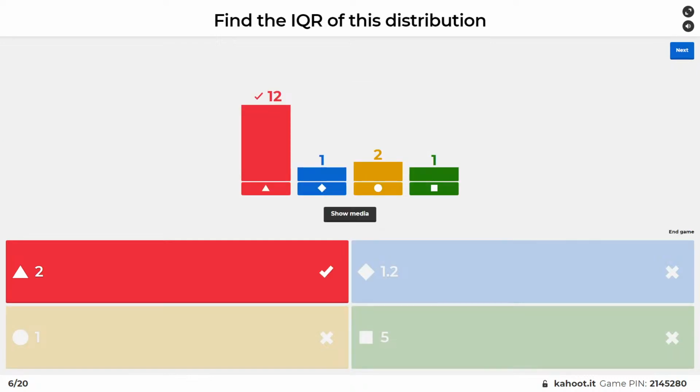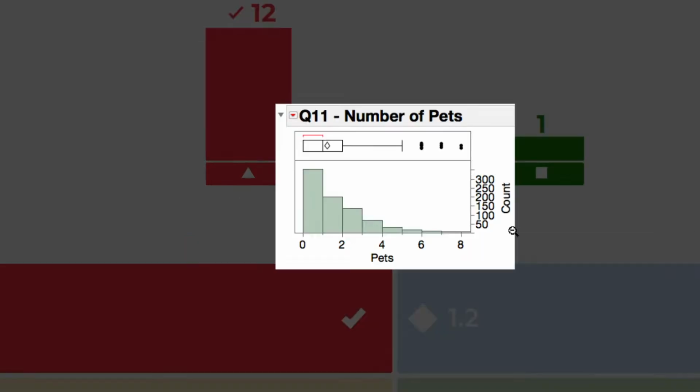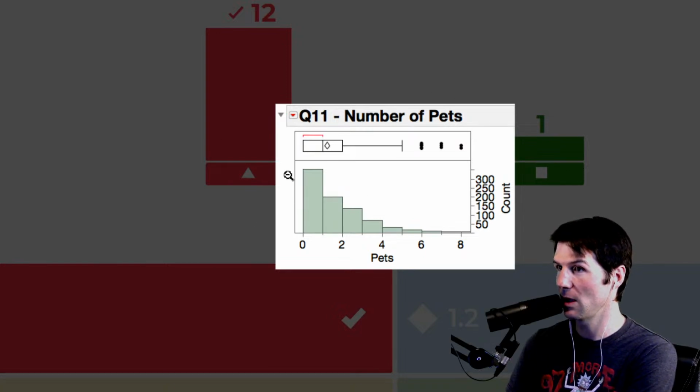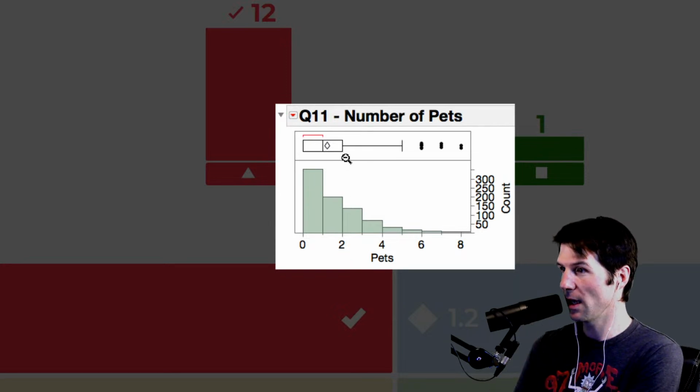Great job, those who got it. What is the IQR? What are you doing to me, Kahoot? What is the IQR of a box plot? How is it representative? Where is the IQR on this screen? Where do you see the IQR in here? Where is it represented? What is the IQR of the box plot, and what is it?